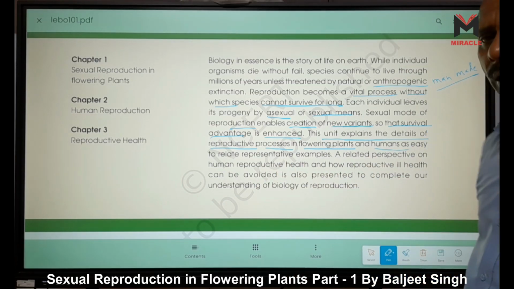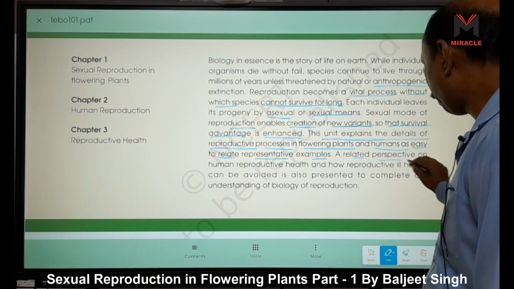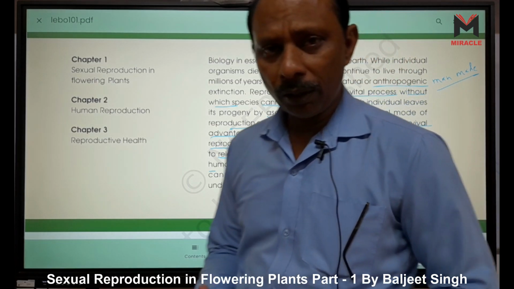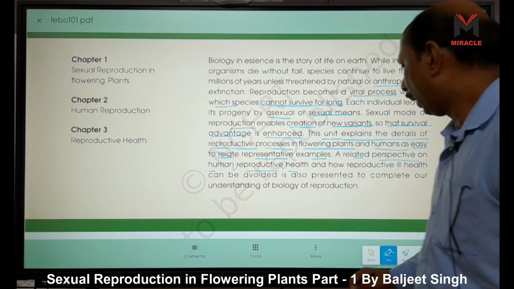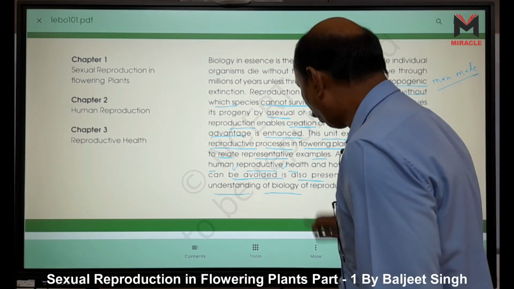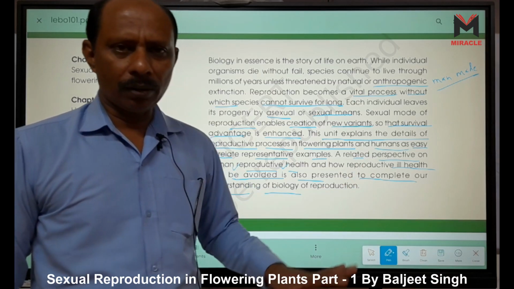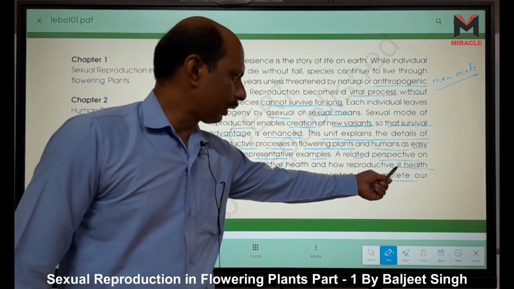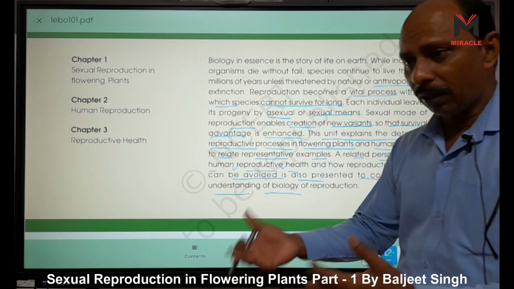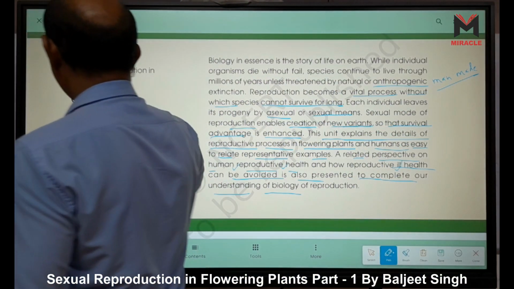Flowering plants and human. Humans, we also, as easy to relate, representative examples, with related perspectives on human reproductive health also, because it is also important for humans. We are human. We have to know about reproductive health and how reproductive ill health can be avoided, which is also presented to complete our understanding of the biology of reproduction. Means not only reproduction, but also the ill health of reproduction, right? What is reproductive health? It is also very important for us because a new offspring will come through this reproduction. Okay. So we start our first chapter, sexual reproduction in flowering plants.